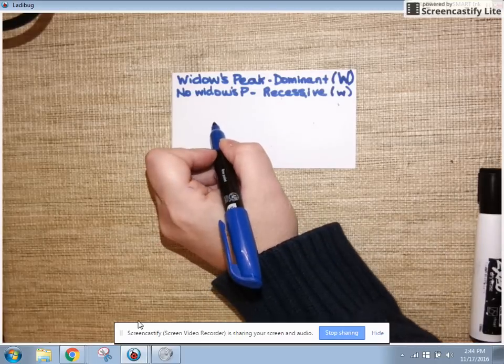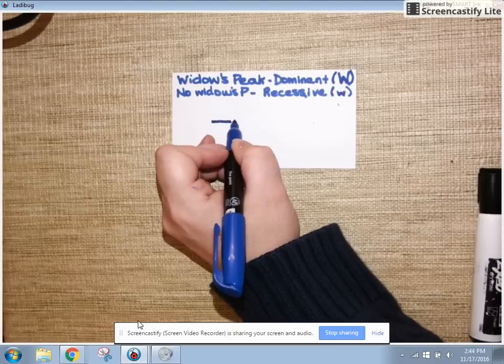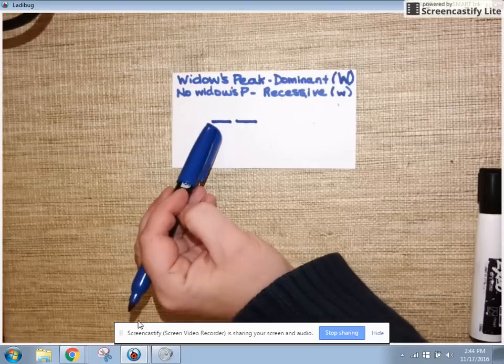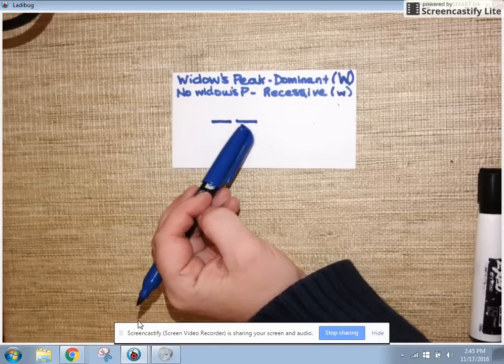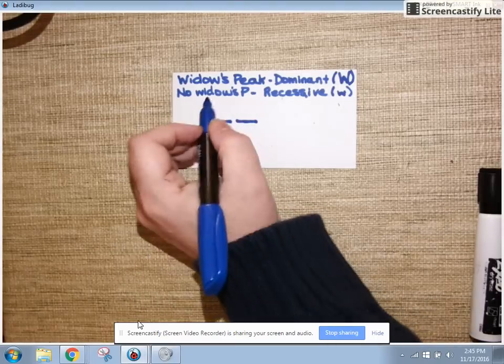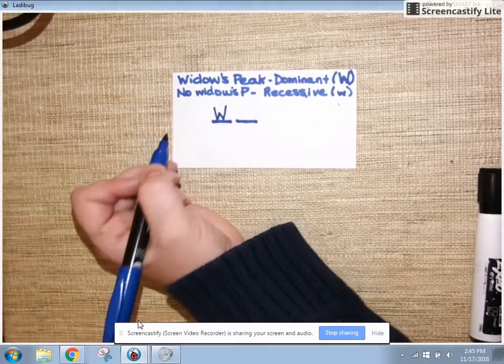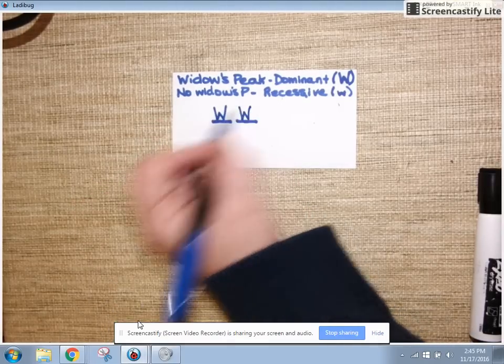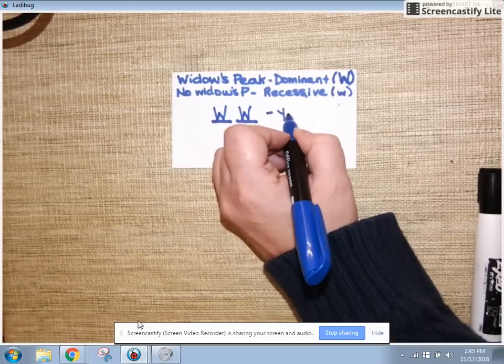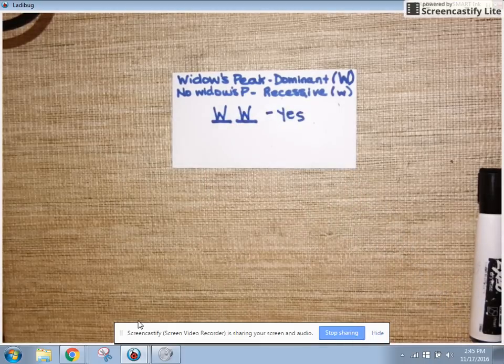So in the picture, we saw that she had a widow's peak. She has two genes that code for that. She got one of those from her mother, and she got one of them from her father. So maybe she got a widow's peak gene from her mom and a widow's peak gene from her father, in which case she carries both dominant genes. So, yes, she will have a widow's peak.